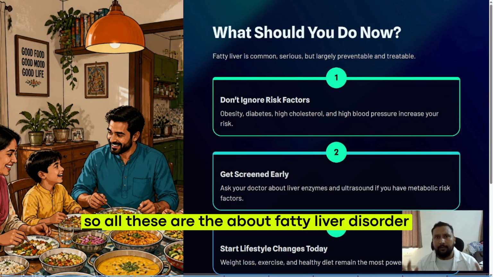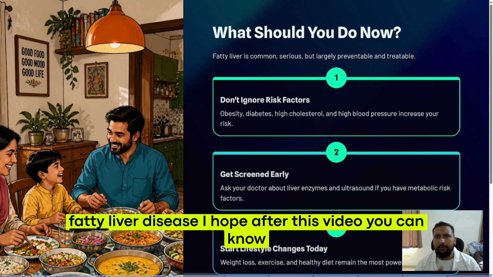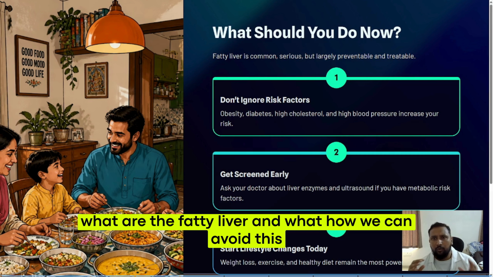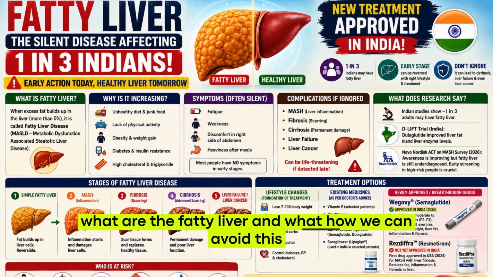So all this is about fatty liver disorder, fatty liver disease. I hope after this video you know what fatty liver is and how we can avoid this metabolic disorder.